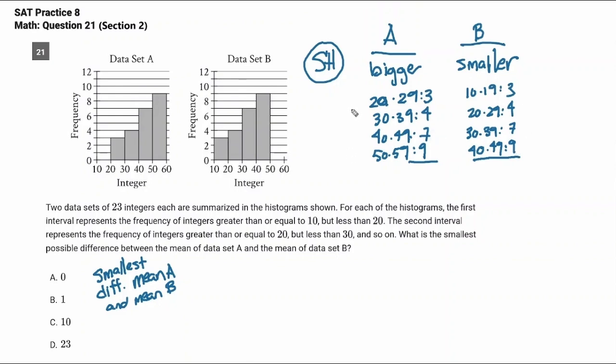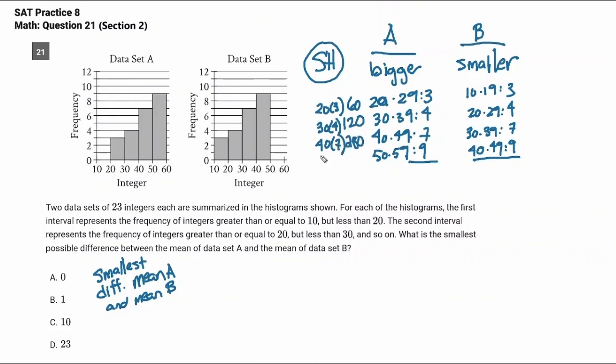So if I want to make A as small as possible, what do I want the numbers from 20 to 29 to be? What's the smallest I can make them? 20. And there's 3 of them, right? So that's 60. From 30 to 39, I want to make it as small as possible. 30. And there's 4 of them, so that's 120. From 40 to 49, small as possible. 40. And there's 7 of them, so that's 280.